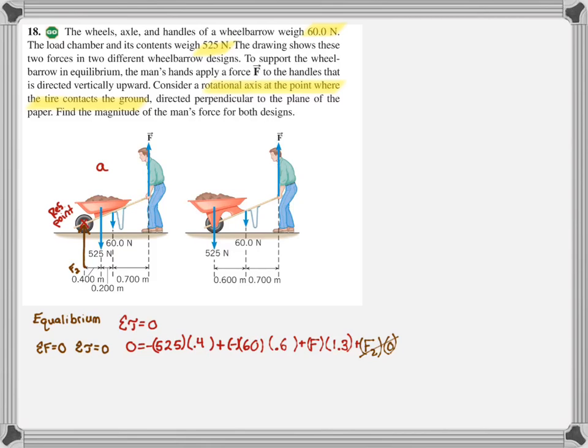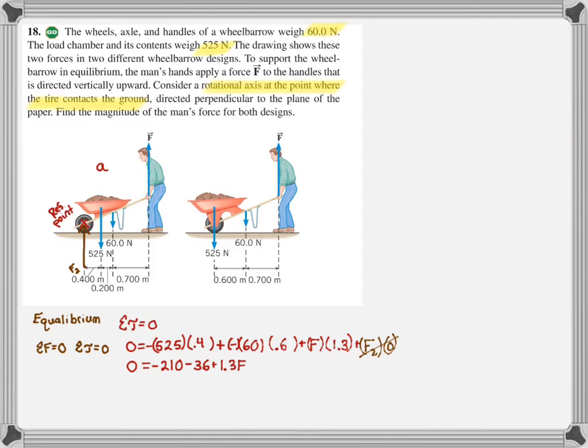Now, the actual drawing doesn't show F2, but there is a force of the ground being exerted on the wheelbarrow. But since we put our reference point at the wheel, we don't have to worry about that force because it's just going to end up canceling out. So right now we don't really need to use another equation. Our net torque equation was pretty much all we need. We have one unknown, one equation, even though it's a little bit of a big equation.